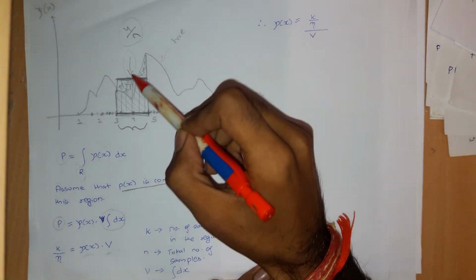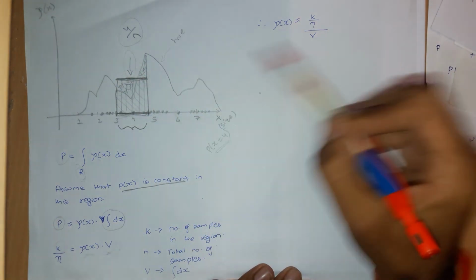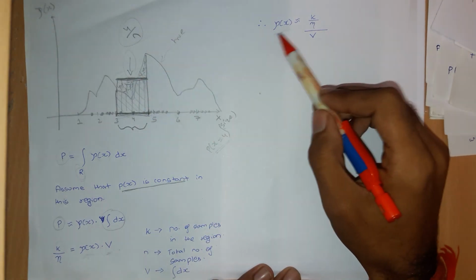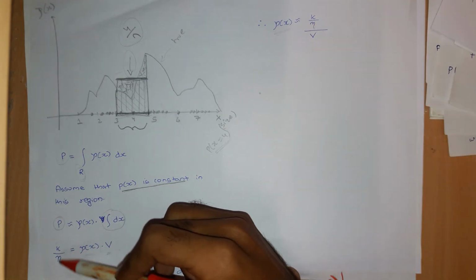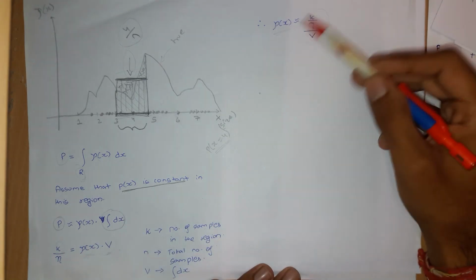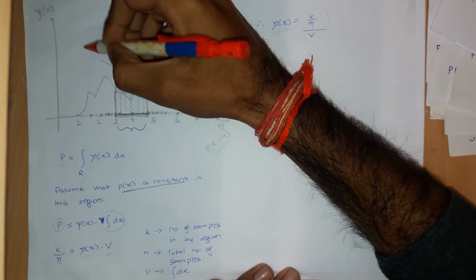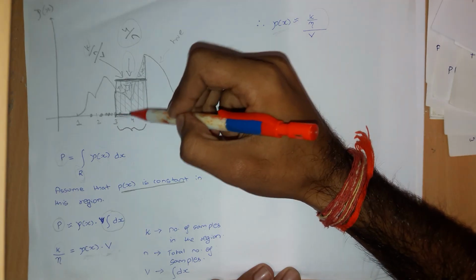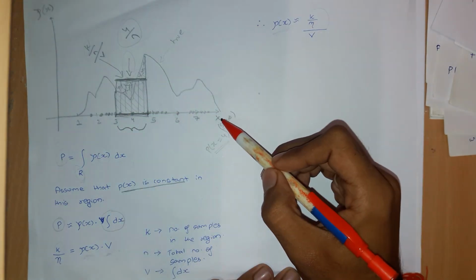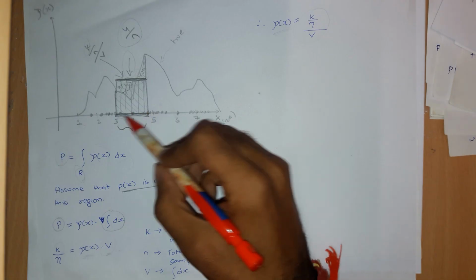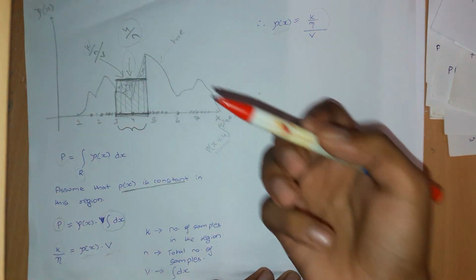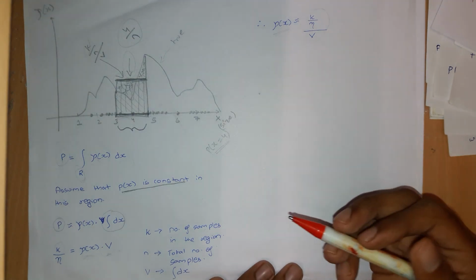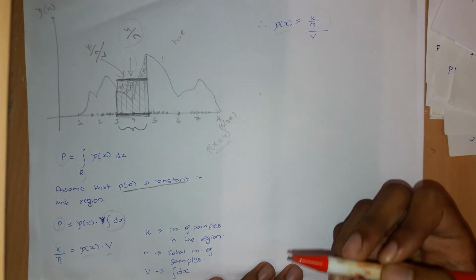Now from here we still don't know what this constant is, so that is what we have to figure out. So p of x is that constant. p of x can be approximated as k by n upon v. So we got the value of this constant to be k by n upon v, where k is the number of samples inside the region, n is the total number of samples, and v is the volume of this particular region. In 1D volume does not make sense, but for higher dimensions volume makes sense. It is just the integration of the region, that's it.